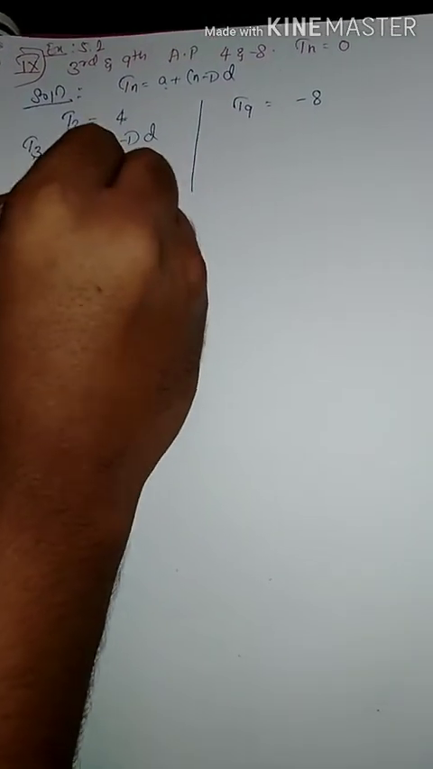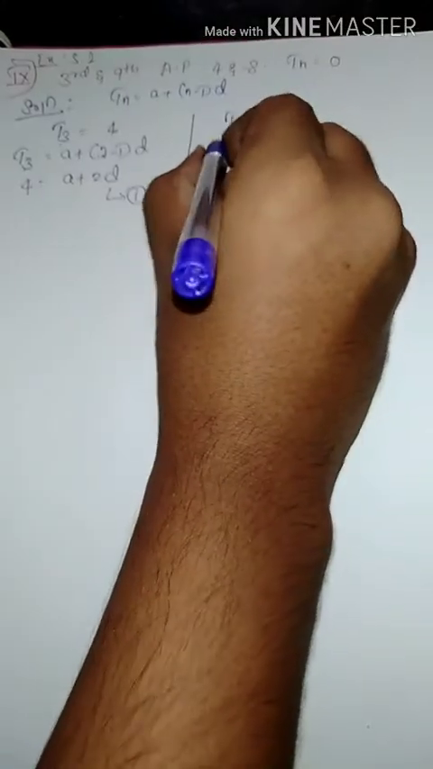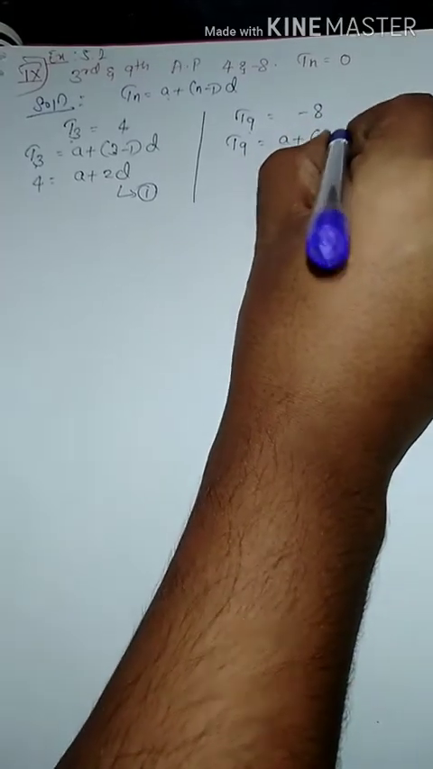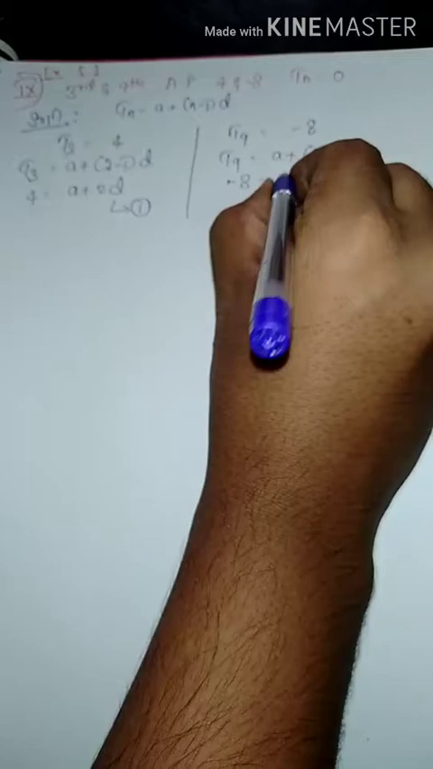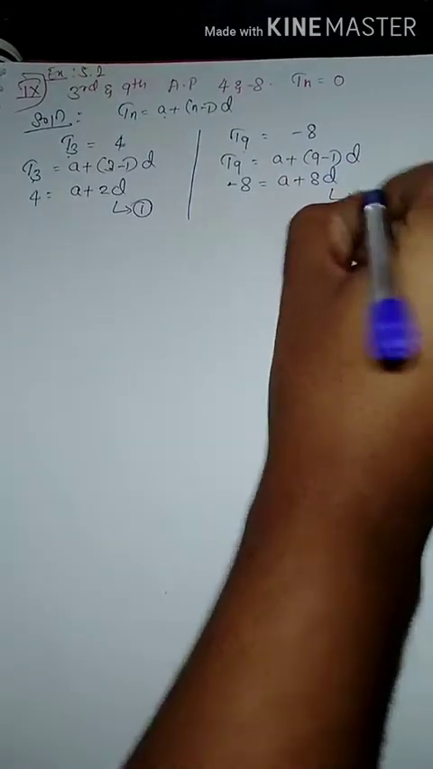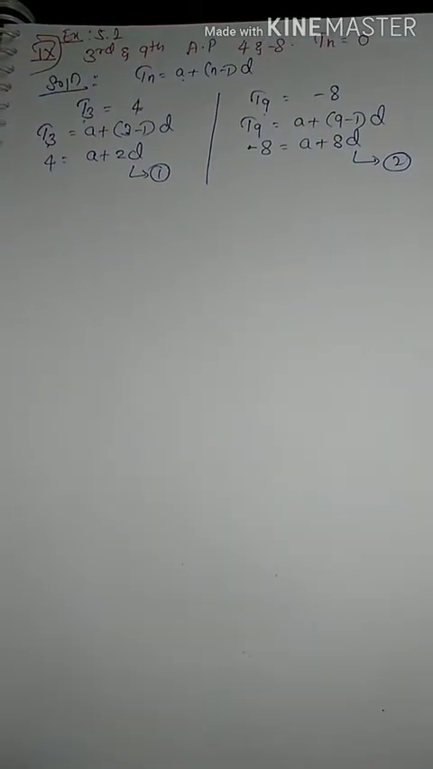T3 is nothing but 4. So 4 is equal to a plus 2d, called equation number 1. And T9 is equal to a plus 9 minus 1 into d. T9 is minus 8. Minus 8 is equal to a plus 9 minus 1 is 8d, called equation number 2. Again here we need to find the values of a and d.